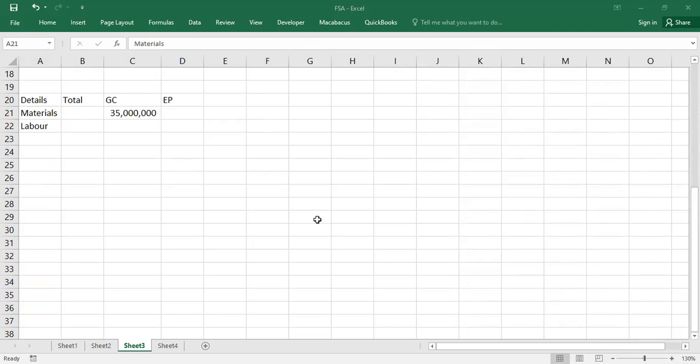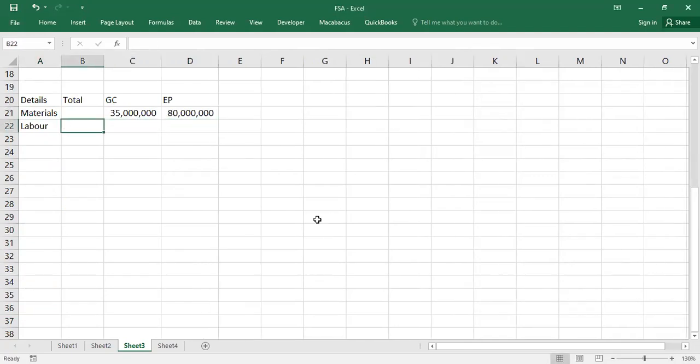Then on the other hand, a typical EP costs 80,000 or 80 million. So you bring 80 million here. Then still you're given labor hours, units, and so on. Then they said that in both cases, labor is paid at 1,500 per hour. Now, in that case, that's when you bring in the other units.